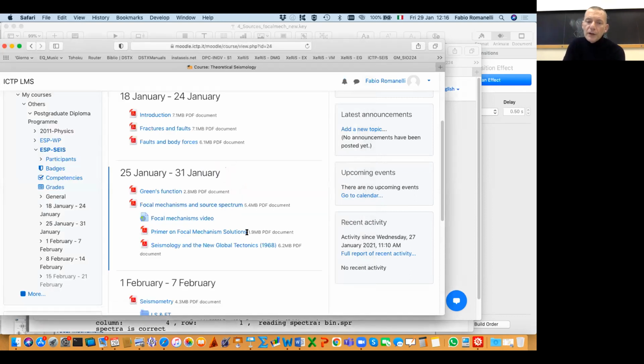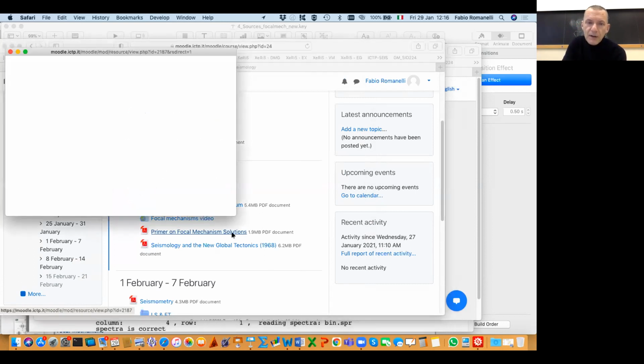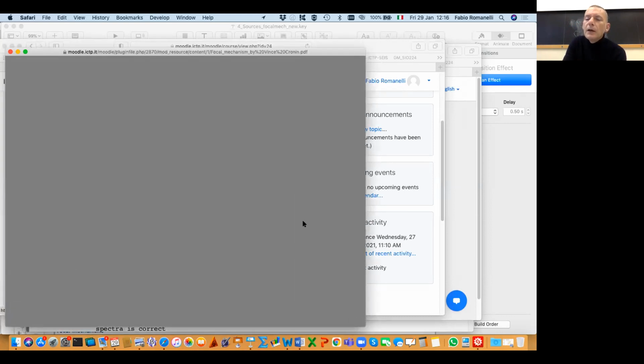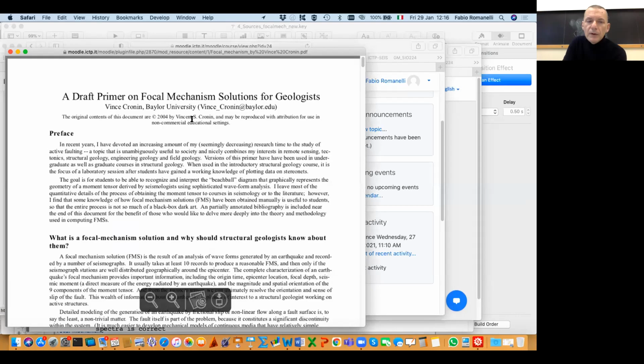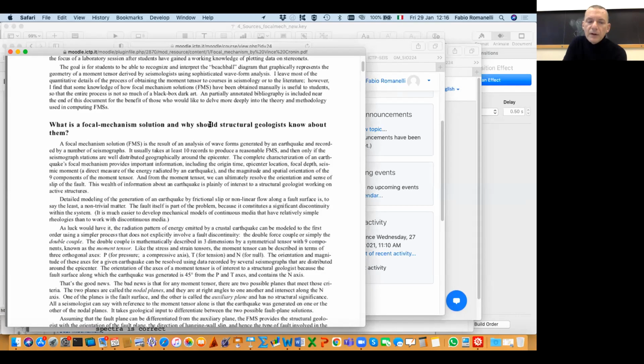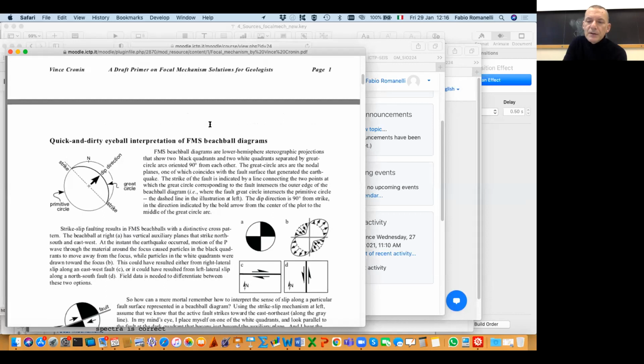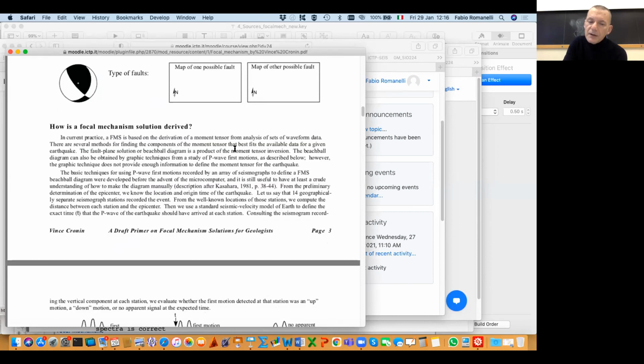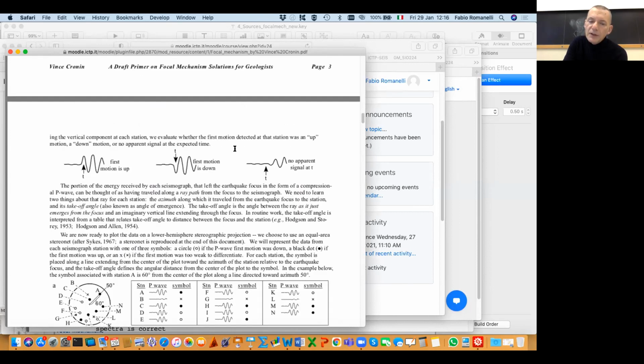The second homework, and I'm not joking, is to read this beautiful PDF that has been prepared for grad people in geology. And it's nice because it's giving some very practical hints about what we discussed. It's a very nice reading with some exercises here. This is what we had been discussing.